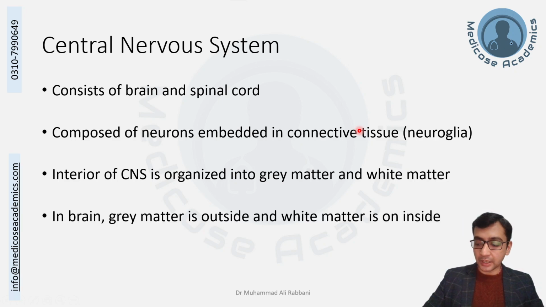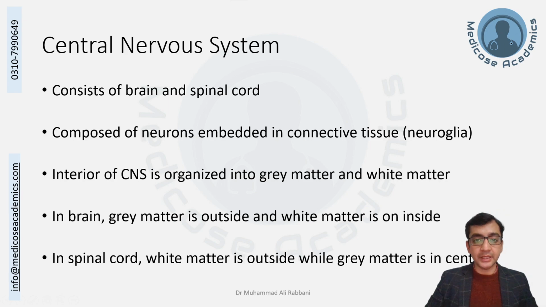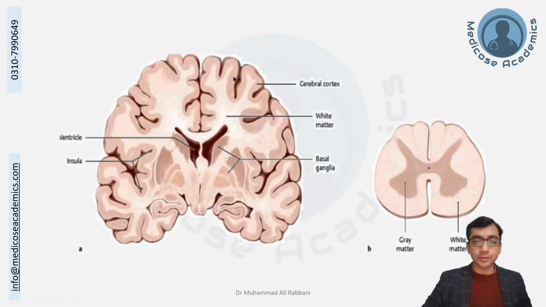We just discussed what those are, and the arrangement of the gray and white matter is opposite in brain and spinal cord. In the brain, the gray matter is outside and the white matter is inside. However, in the spinal cord, the white matter is outside and the gray matter is in the center. This can be shown here. This is a section from the brain.